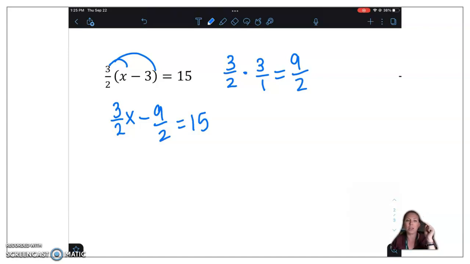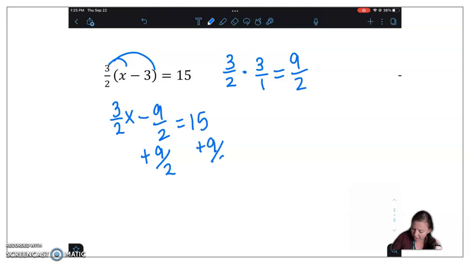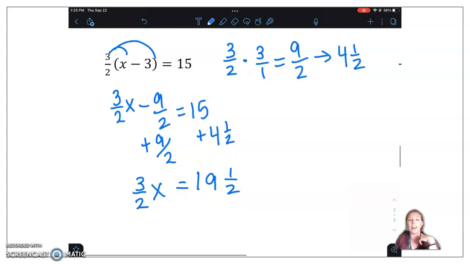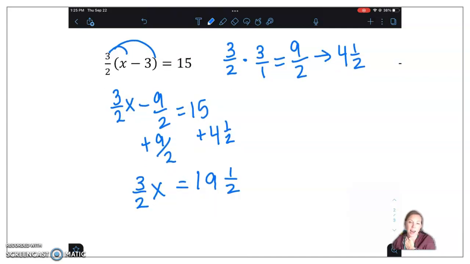And then, because it's minus 9/2, we're going to add 9/2 to both sides. This can actually help if you think about 9/2 as a mixed number. So 9/2 is really 4 and 1/2. So I'm going to add 4 and 1/2 to 15. So that would be 19 and 1/2. And I get 3/2 x equals 19 and 1/2.